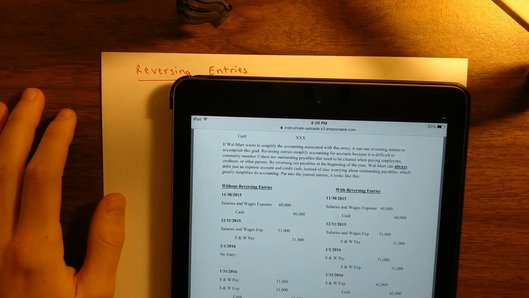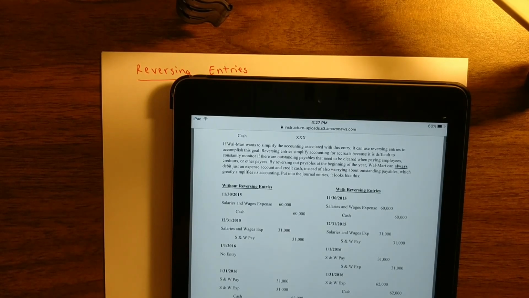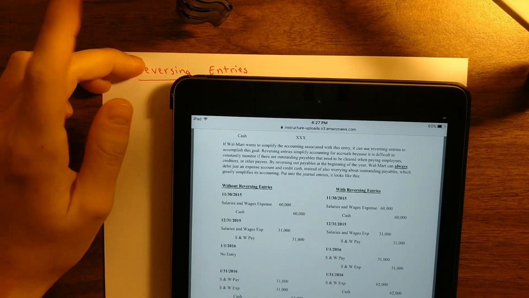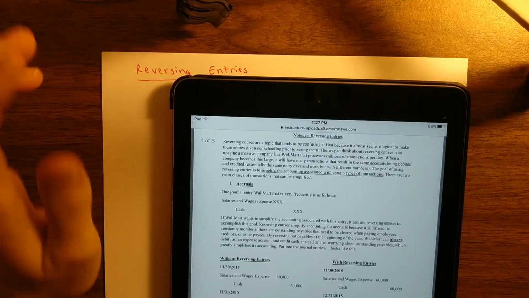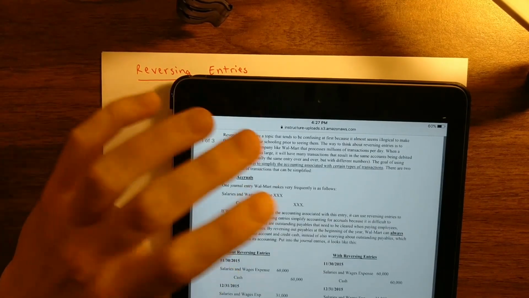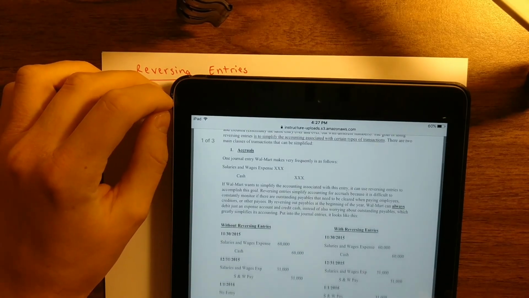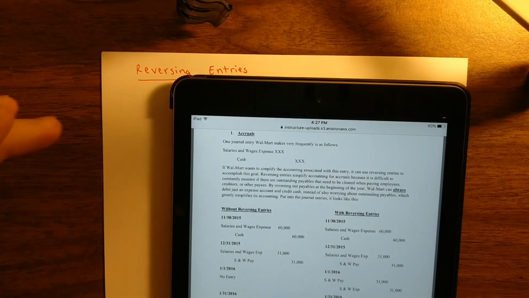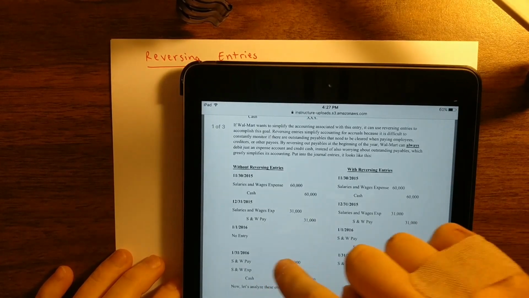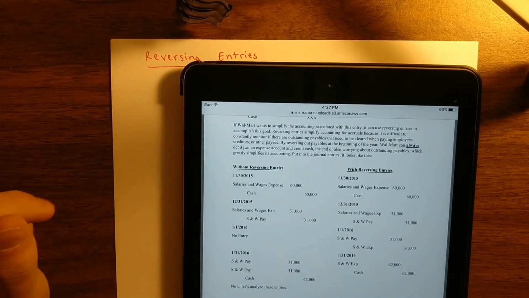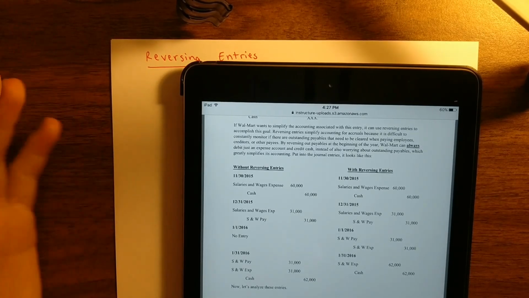So the first thing to think about with reversing entries is why we are making them, because the intuition of it is not completely logical. It's what I say at the beginning: it seems like, why are we making these entries? The reason is mainly administrative ease, and that will come into play towards the bottom where we have these entries in 2016. That will become more clear as I demonstrate this. So let's jump into it.